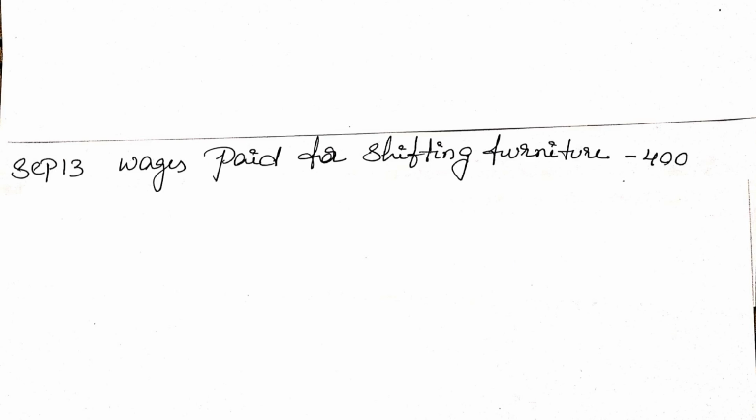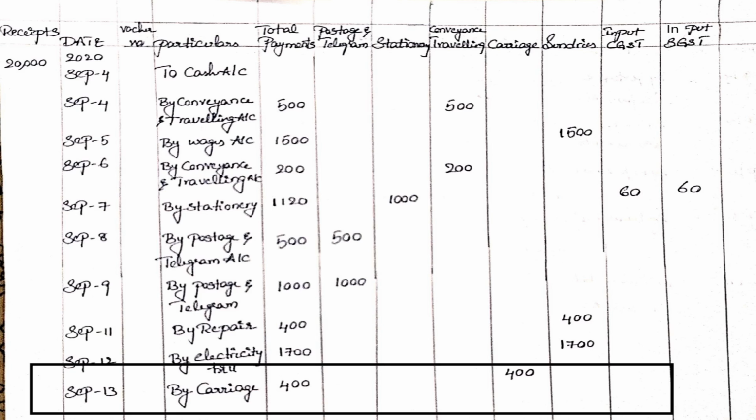Our next transaction is on September 13, wages paid for shifting furniture, that is 400. Shifting comes under transportation or cartage expenses. So whenever we see shifting furniture or transporting goods or carrying some goods to another place, then we have to consider it under the carriage category. So I have updated carriages in the particulars column, and the date is September 13th. In the total payments column the amount is 400, and the same I have updated in the carriage category column.